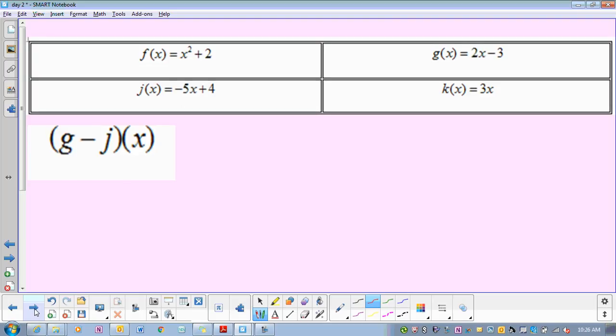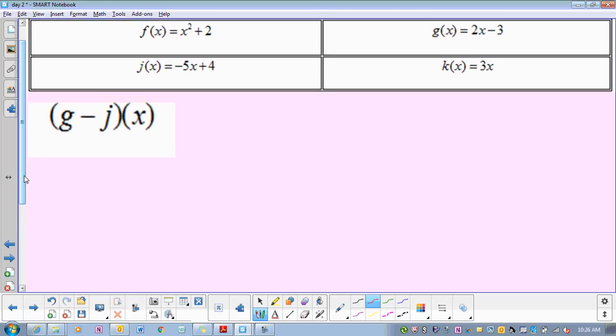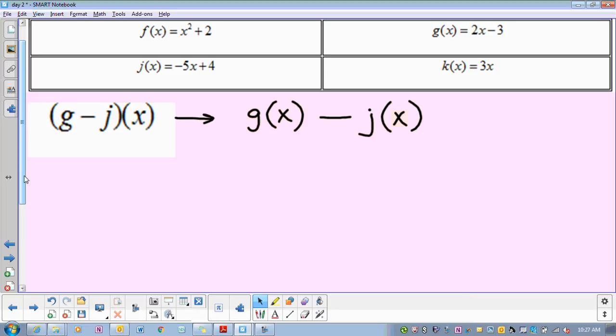Let's look at the next one. G minus J of X. All right, so this one, they combine the G minus J. Remember, I don't like it when they combine it together. Can we separate it? So I'm going to draw an arrow. It's the same as saying G of X minus J of X. And then let's do the same thing that we just did. G of X is 2x minus 3.